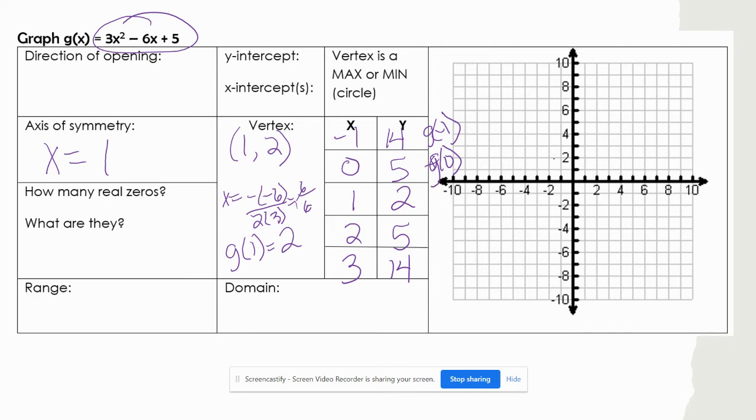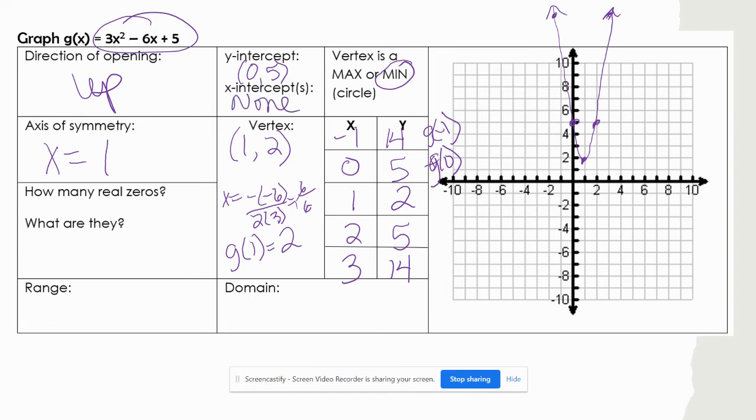I'm graphing this. I have 1, 2, 0, 5. -1, 14's way up here. And then I have 2, 5. And 3, 14 way up there. Here is my parabola. We are opening up. That makes this vertex a minimum. Our y-intercept is at 0, 5.